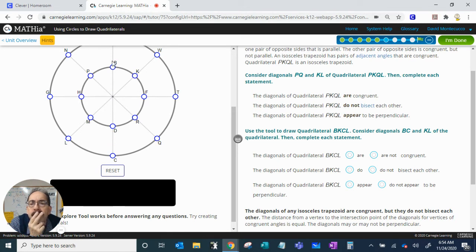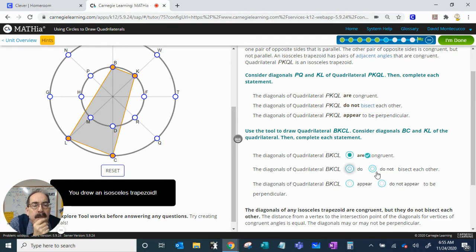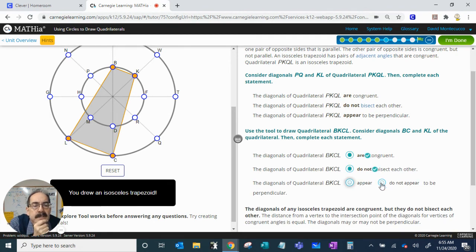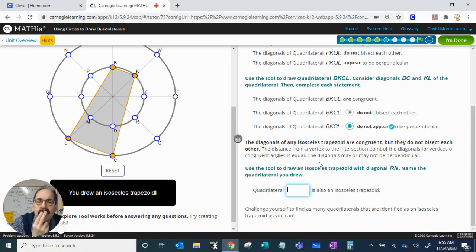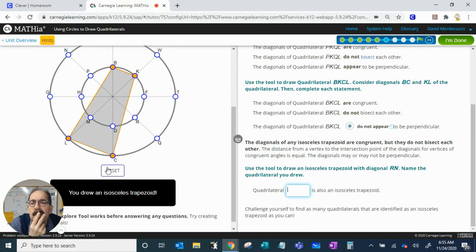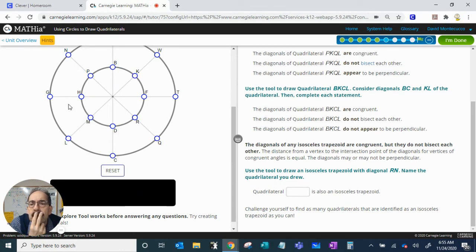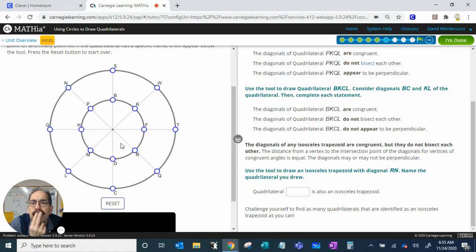BKCL. All right. They are congruent. They do not bisect, and they do not appear. That's interesting. That first one did appear, didn't it? So RN. Where's RN? There's an N. There's an R.